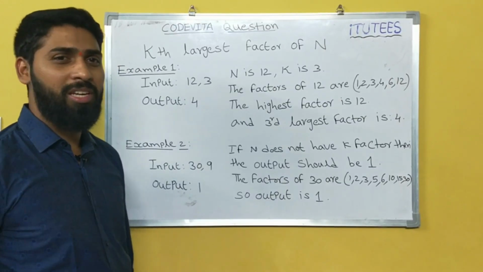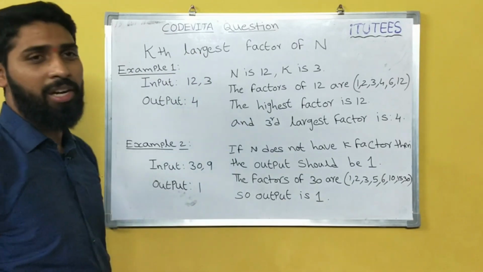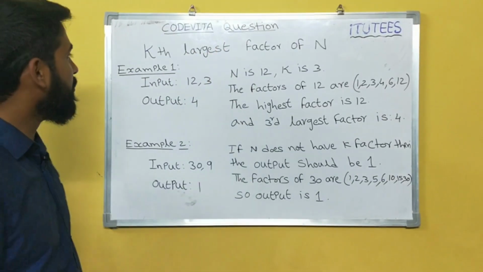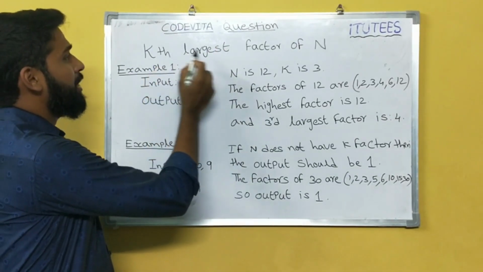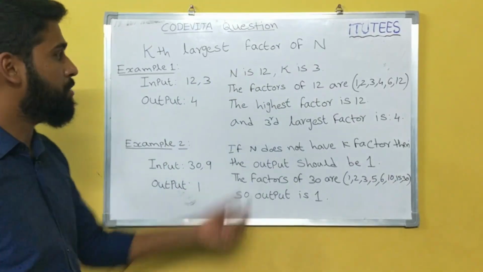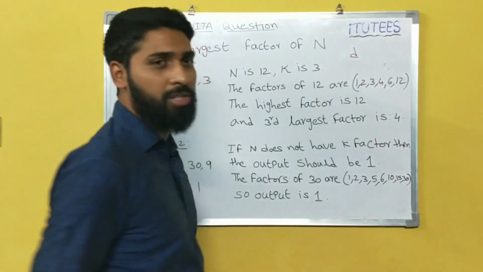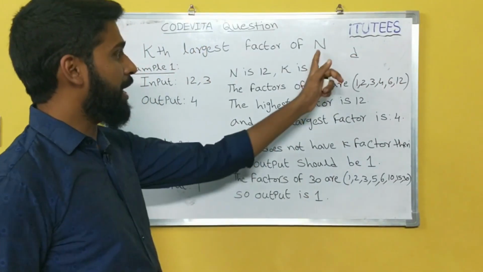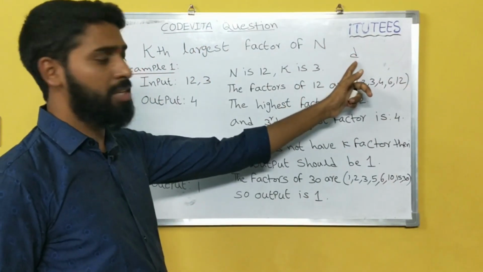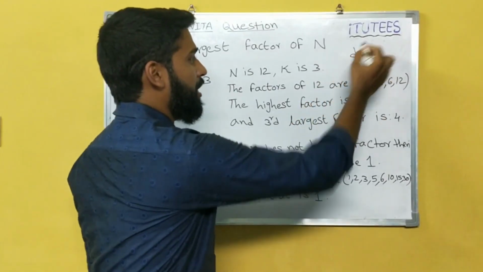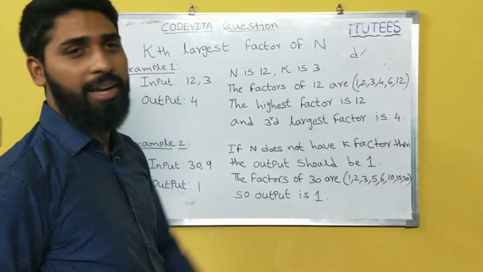Now we are going to see one coding question regarding CodeBeta: find the kth largest factor of n. So what is a factor? For example, I am taking a positive number d. If n is divisible by this d, then we call d a factor of number n.